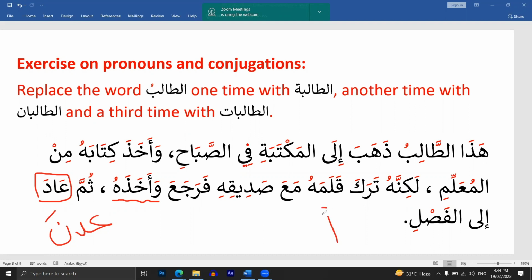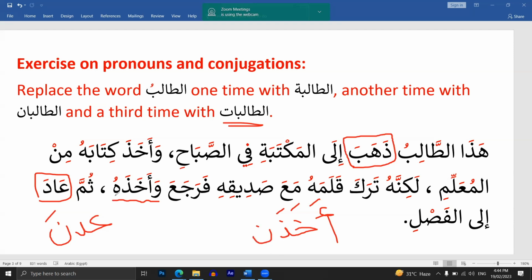أخذ. Can you conjugate this one? Can you conjugate it again? Conjugate it only without the pronoun. Like this one, you said الطالبات. Do you want to do it for all or just for the plural feminine? Yes, for plural feminine. You said ذهبنا, right? So it's good. أخذنا. أخذهن. Like this, right? أخذنا. So this is a conjugation.